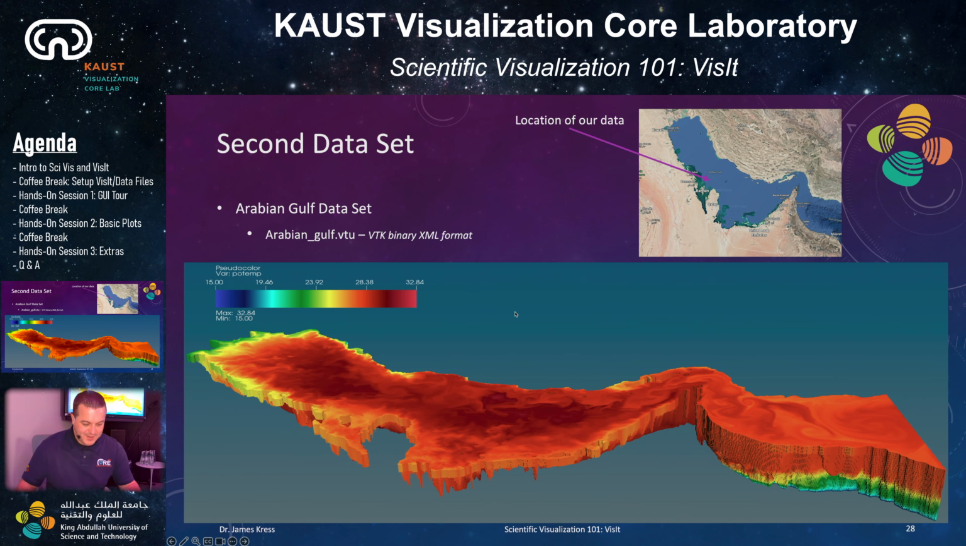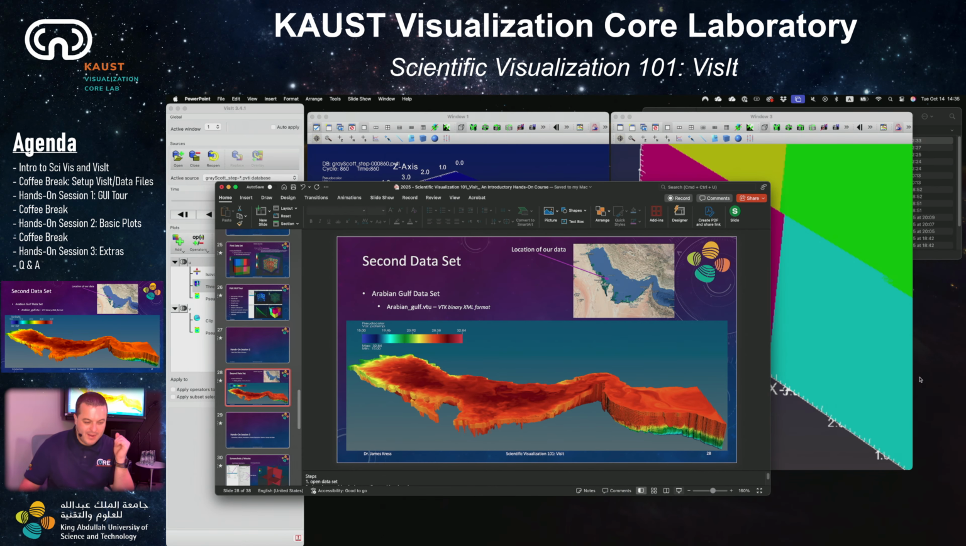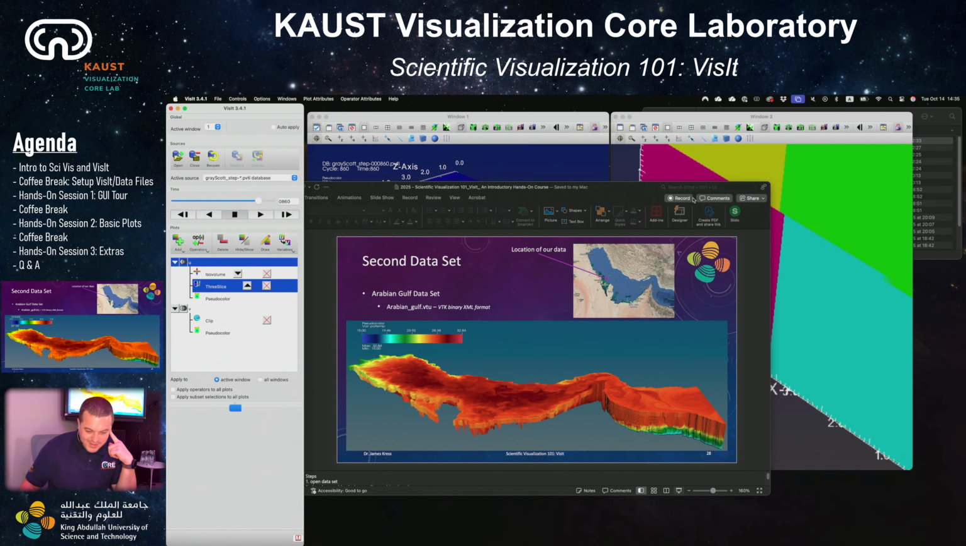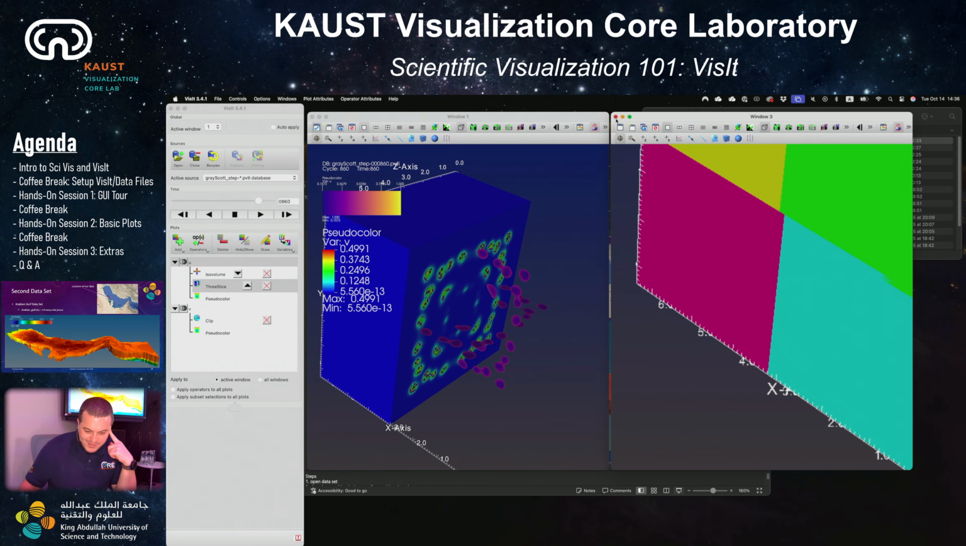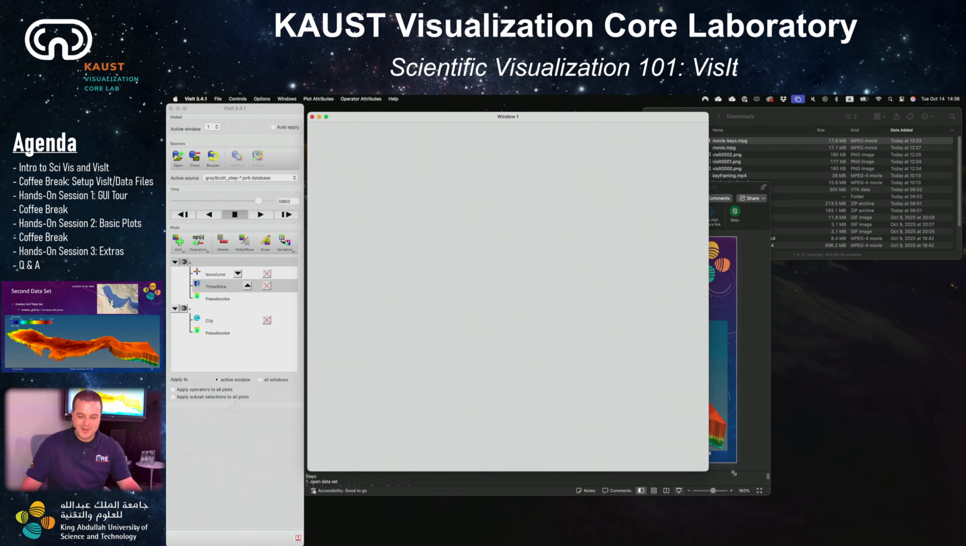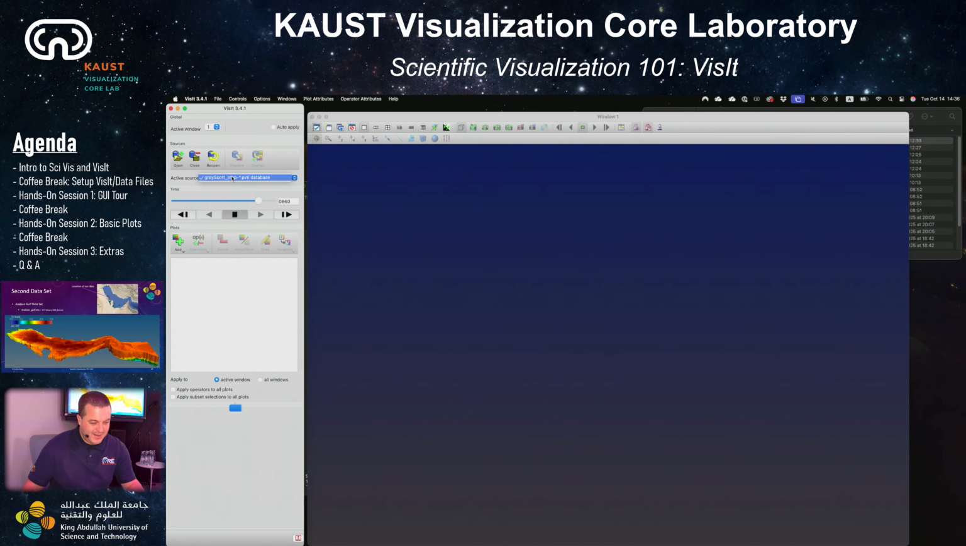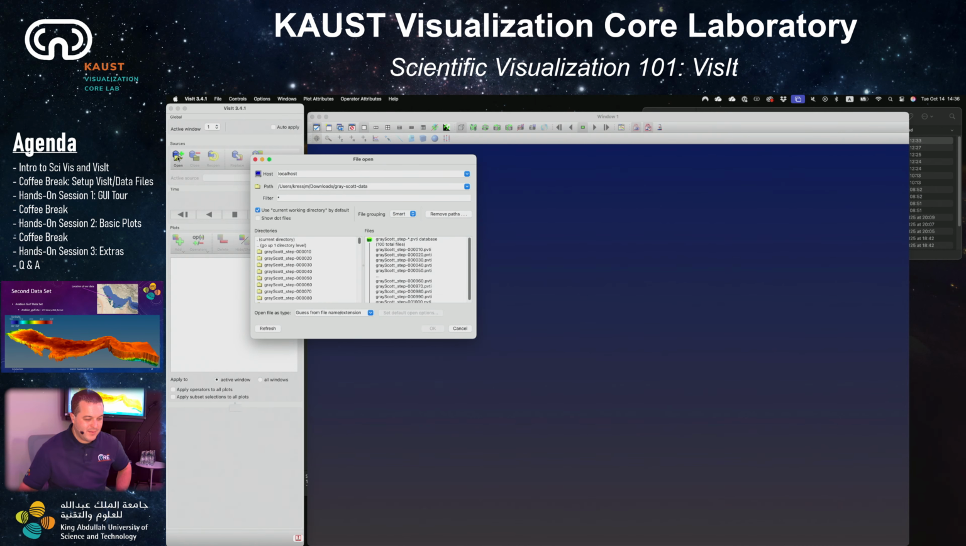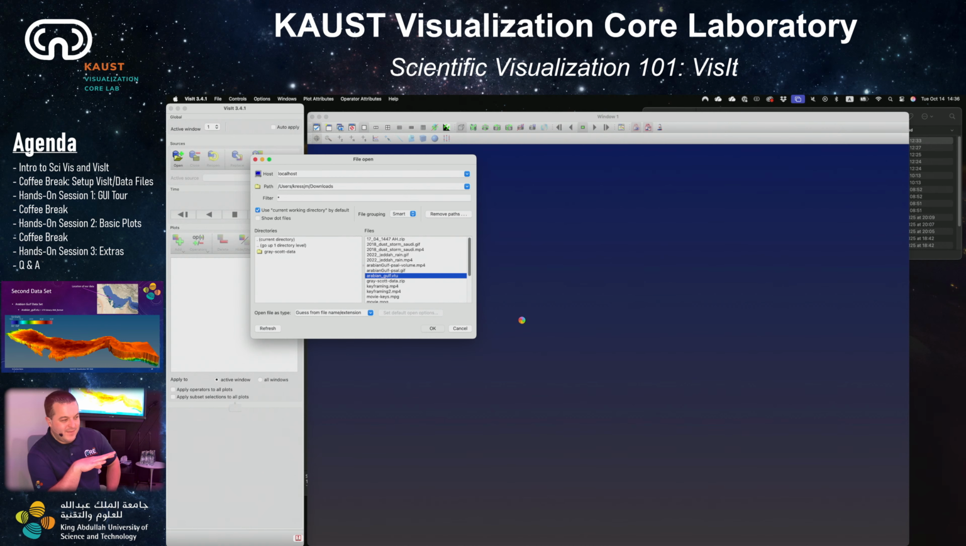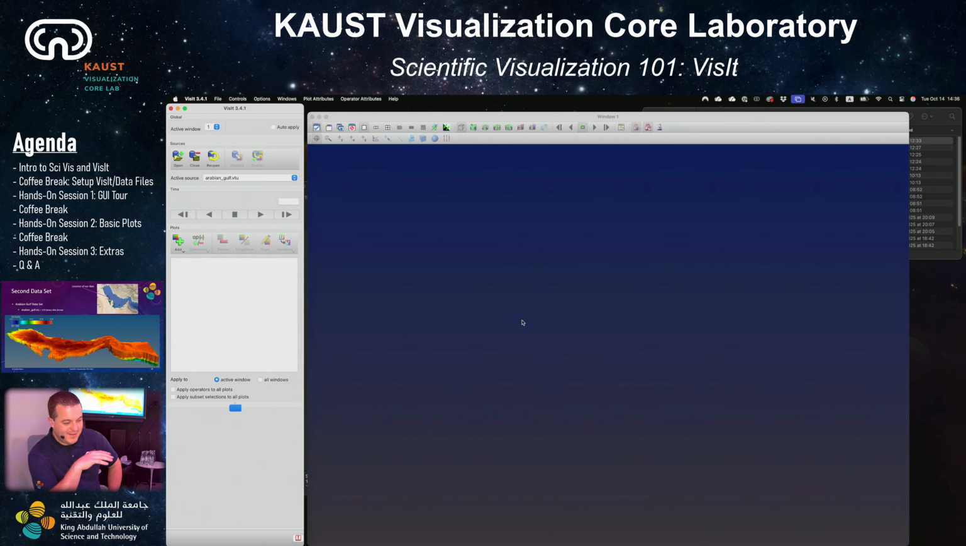So let's go ahead and open it. We'll delete everything that we've got. I don't need 2 windows anymore, so I'll get rid of one of the windows. Then delete everything, and you can also close the data if you want. So we'll go ahead and do open, go back up to the data, Arabian Gulf VTU. Click OK. It'll take a second as VisIt parses the headers of the data, and then it's done. Now it's ready to go again.